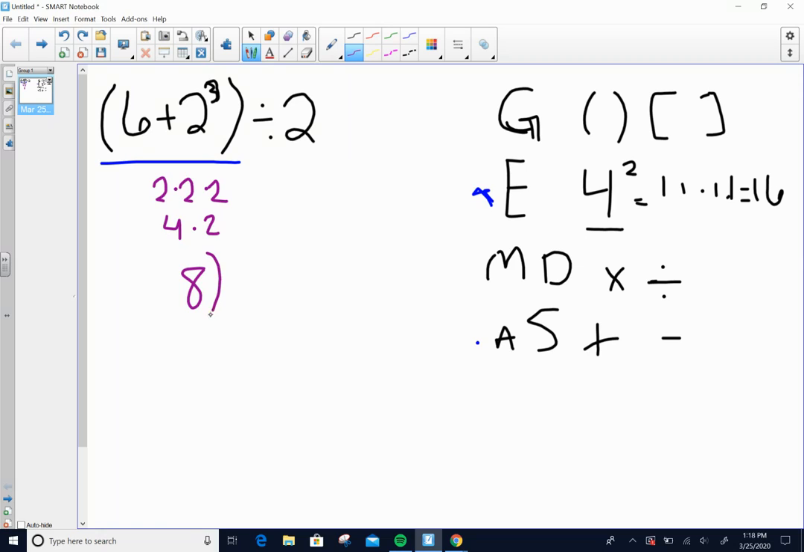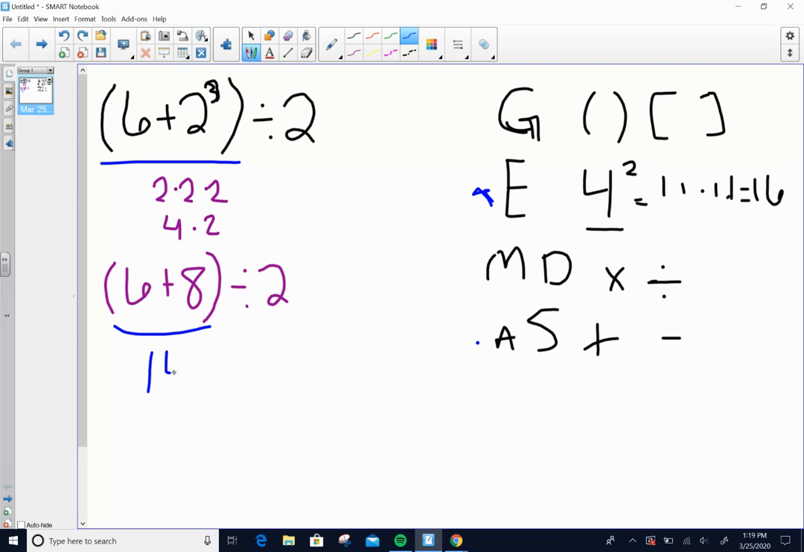I still have my parentheses here, and my 6 plus. Everything there is still inside my parentheses. I haven't finished that yet, but I can go ahead and copy everything down again. Since I still have my parentheses, I'm still in this first step. I'm still in grouping. I still need to finish solving that. But there's only one thing left in that grouping, so I can go ahead and take 6 plus 8, and that does give you 14.